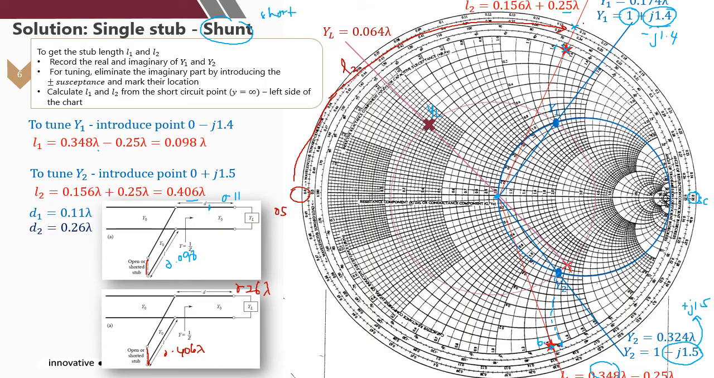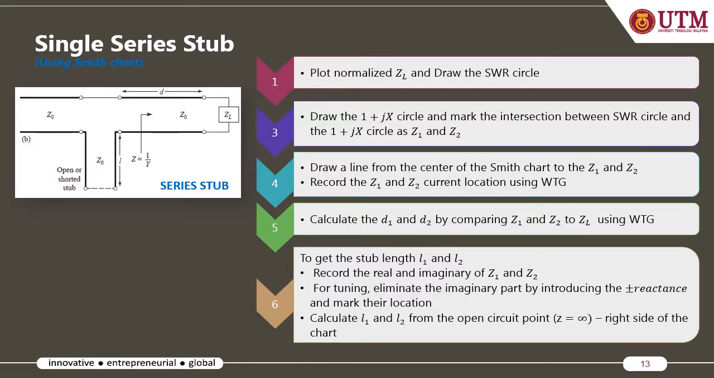Okay, and so on. For a single series stub, just now we have seen the shunt or parallel stub. Now if you have a matching network introduced in between the transmission line and the load, and it is in series, either open or short circuit, you may follow more or less the same steps. However, for the series stub, we simply use the impedance. Okay, for the impedance Smith chart, you have the open circuit here and you have the short circuit here.